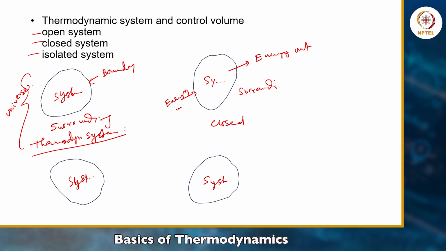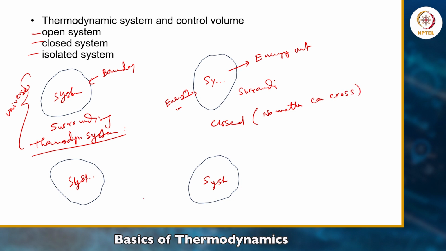The boundary can be fixed or moving. For example, you have a piston cylinder arrangement. The boundary is created by the cylinder and piston, so the piston can be moving, and the boundary can be moving. Or the boundary can be fixed. For example, you take a bottle with a fixed volume, and you increase or reduce the temperature. This is a fixed boundary volume. But in certain cases, the boundary can be moving or changing shape. So in a closed system, no mass or matter can cross the boundary.